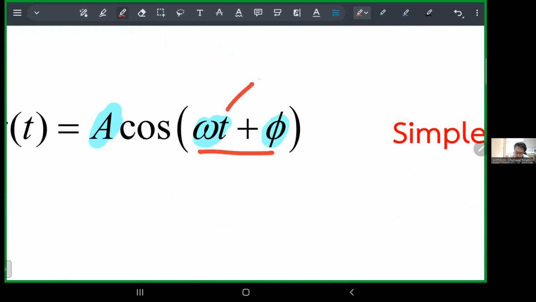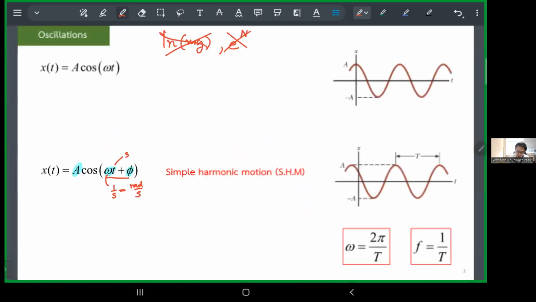But we already know that t is in seconds. So omega must be 1 over seconds. That means it's going to be interpreted as frequency. However, it depends on the units that you pick. If you pick the SI system, the angle that we're talking about is in radians. So this is the same thing as radians per second, and that is your angular frequency. That's it, guys. So the interpretation of omega is an angular frequency.